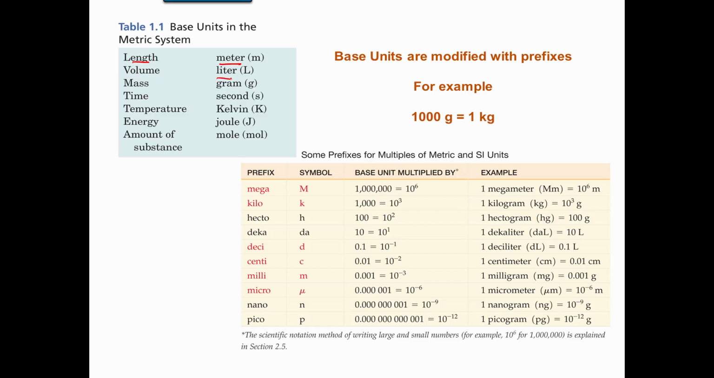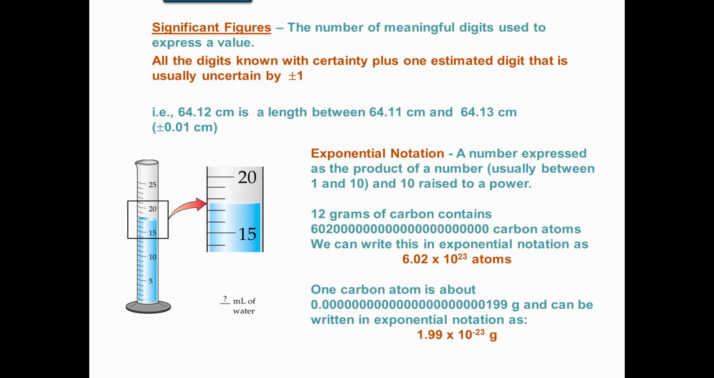Length is meter, volume is the liter, mass is the gram. And what we do is we modify these base units using these prefixes. And yes, you need to know all of these prefixes, their symbols, and their equivalents. So mega is a capital M, and that means that's the base unit. So let's say megameters, that would be 1 million meters. Okay, so make sure you know these prefixes and make sure that you're able to convert between these metric units.